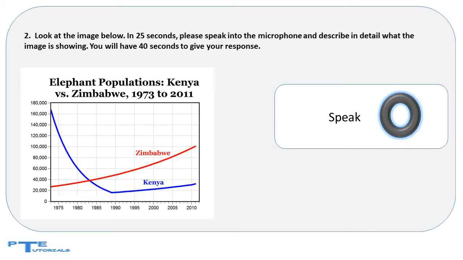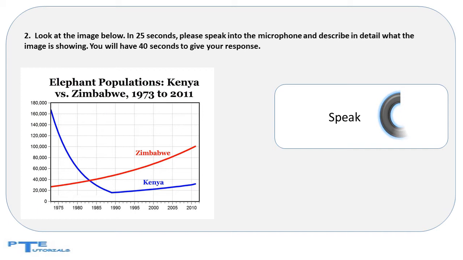The line graph shows a comparison of elephant population in Kenya and Zimbabwe from 1973 to 2011. Kenya had 160,000 elephants in 1973 and the population reduced drastically to 20,000 in 1989.